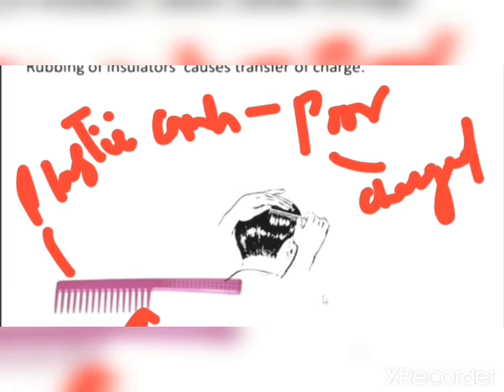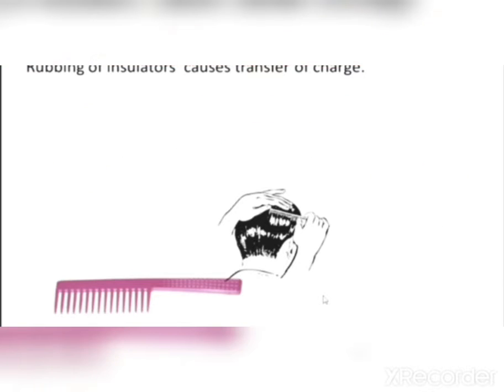Because during rubbing there is transfer of charges which is taking place, and due to transfer of charge, an object gets electrically charged. If the object is gaining extra electrons, it will become negatively charged, and if the object is losing some electrons, it becomes positively charged. But in either case, the object gets electrically charged.